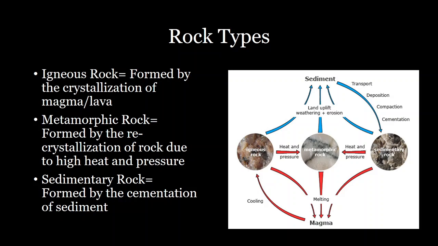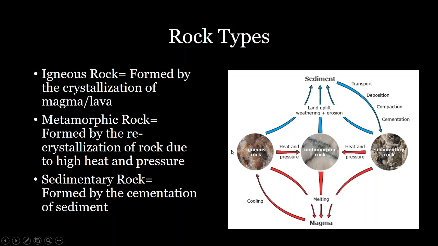Metamorphic rock, on the other hand, is rock that has been recrystallized from solid rock due to heat and pressure. It never comes from liquid rock, but instead is formed by a rock being exposed to high pressure and heat. And then lastly, sedimentary rock. So these are rocks formed from cementation of sediment, so small fragments of rock that have been joined together again.